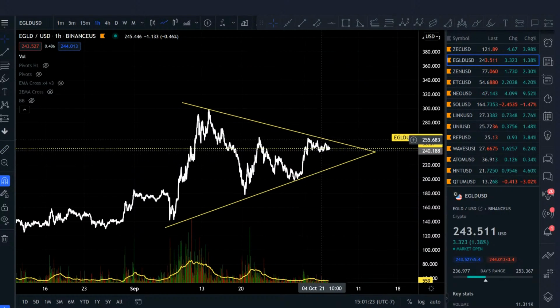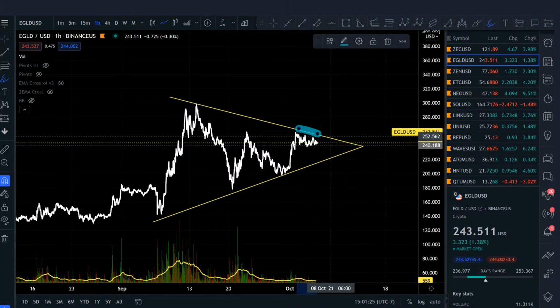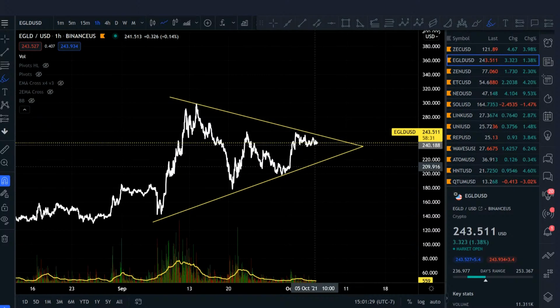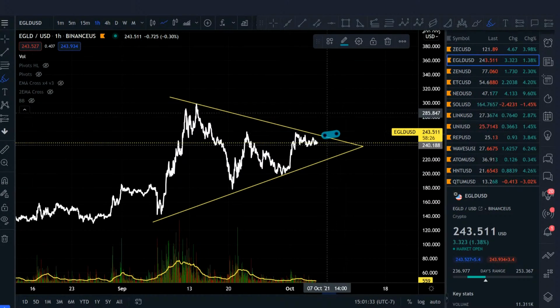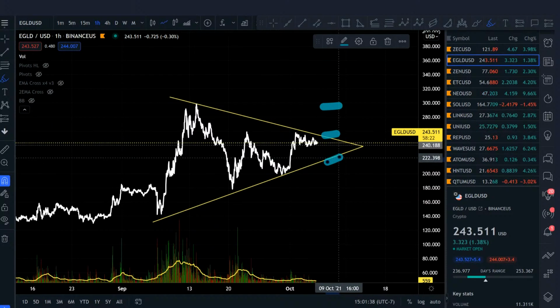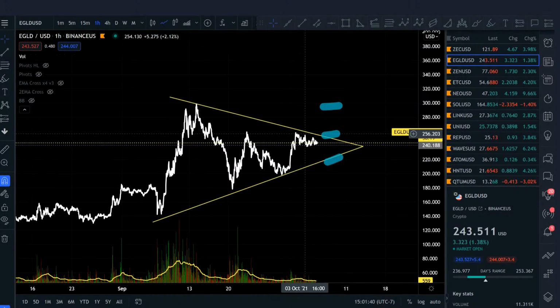But understand that EGLD is at the top of this resistance zone here. So two levels on EGLD. Resistance breakout above 253 might happen. Then the next resistance 300. If not, pull back down to 215. Right? You're playing the triangle right now.